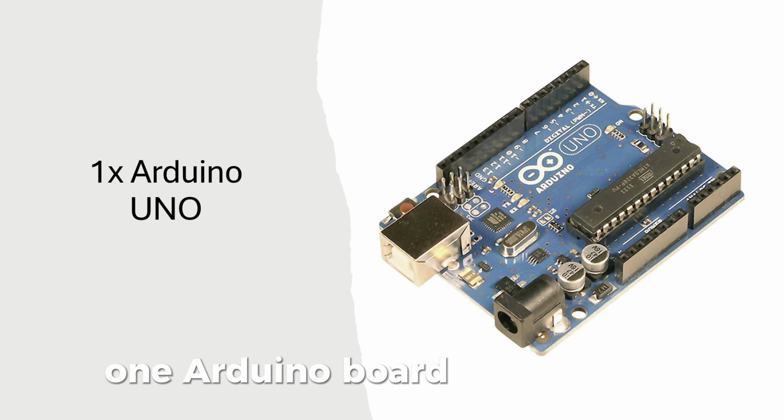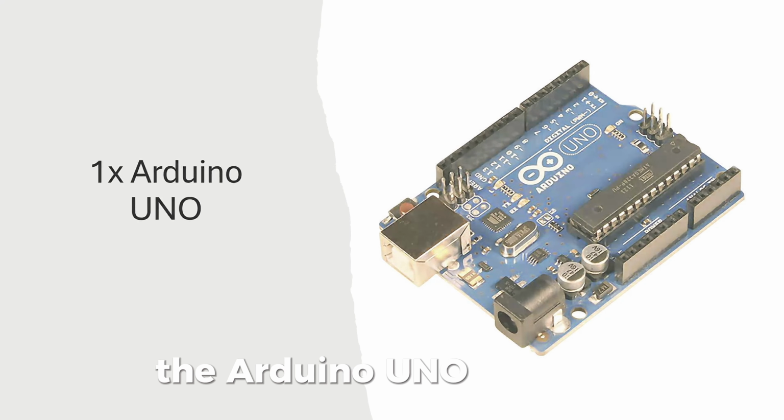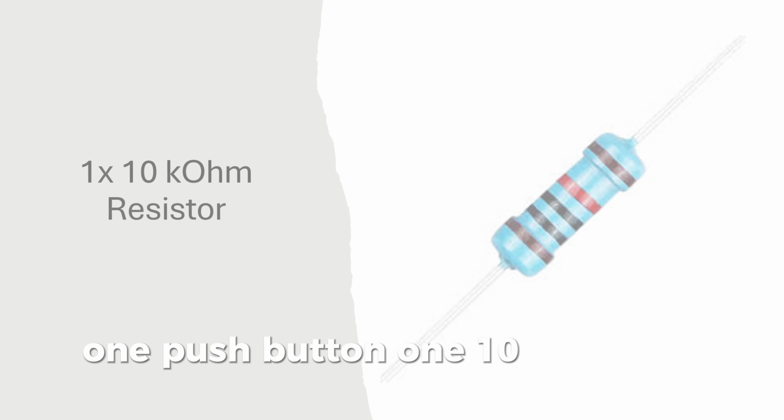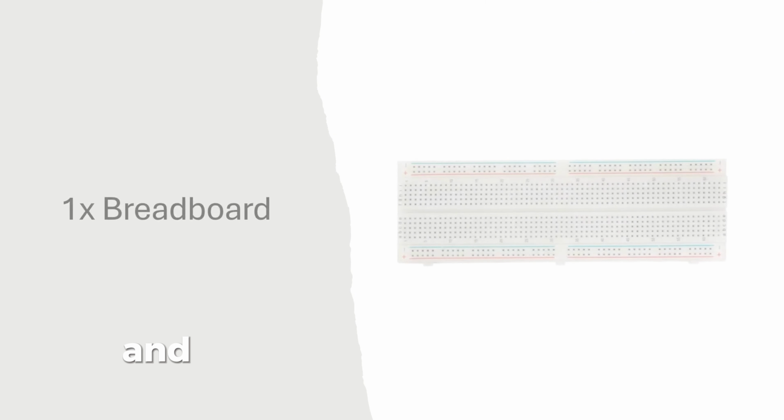Here's what you'll need for this project. One Arduino board, for example, the Arduino Uno, 6 LEDs, 6 resistors, 220 ohms each, one push button, one 10 kilo ohm pull-down resistor, and a breadboard with some jumper wires. All easy parts, perfect for beginners.